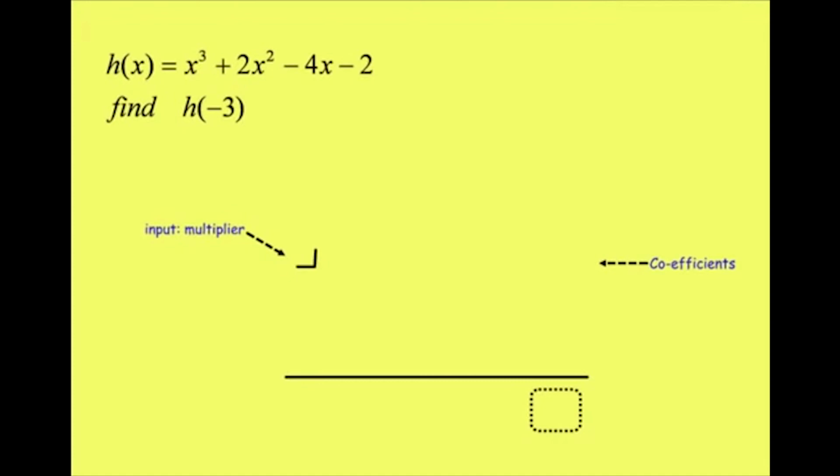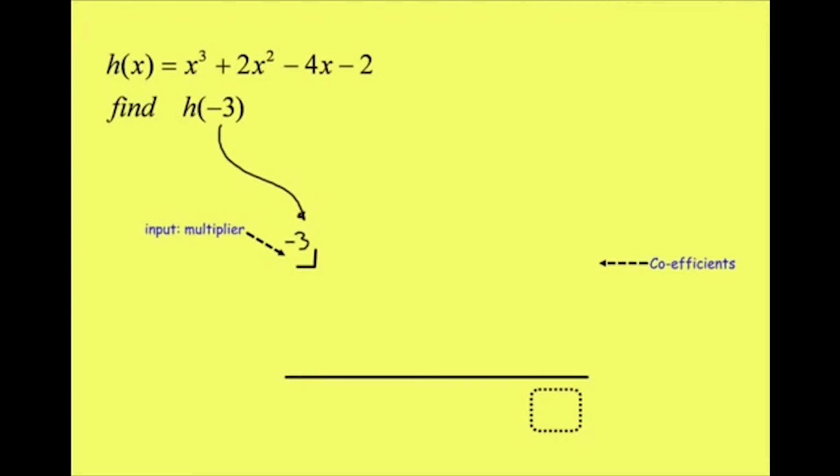Okay, we're going to take a look at one last problem here. On this last problem, we have h of x equals x cubed plus 2x squared minus 4x minus 2. And the goal here is to find h of negative 3. And we're going to do this process again by synthetic substitution. So I have the grid set up for you. See if you can find where all of the numbers go, and then go through the synthetic substitution process.